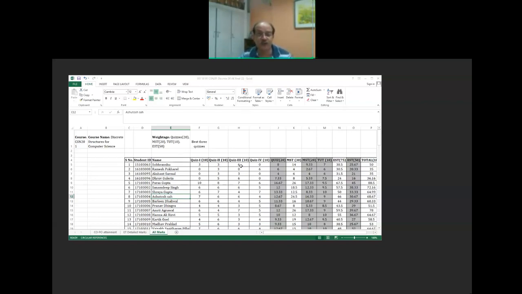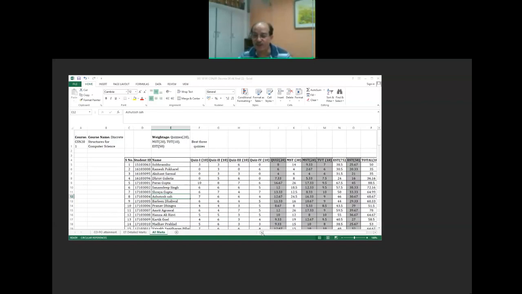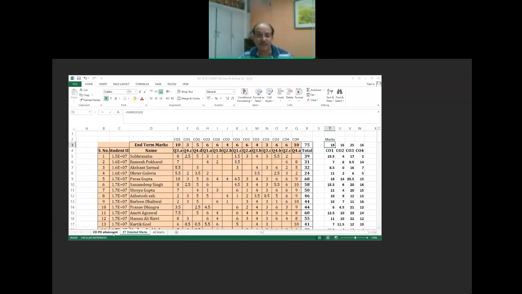This is another table which you make. Let's say Subranshu scored 3 marks in quiz 1 out of 10, 3 marks in quiz 2 out of 10, 6 marks out of 10, and 0 marks in the fourth quiz. If the weightage is 20, this is what the marks are. And in MST, he scored 30. Once we take its weightage, it comes out to be 9 only. Total 10. This is the total calculation which we perform for each component of the course.